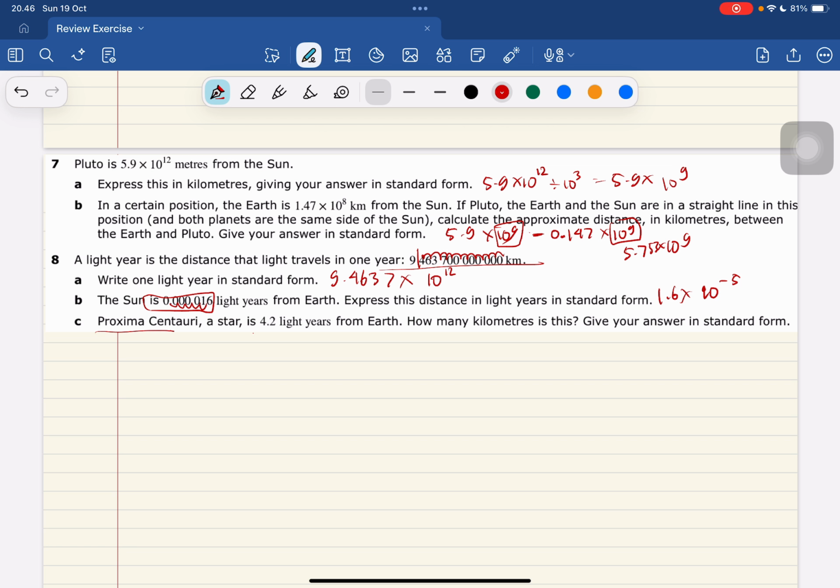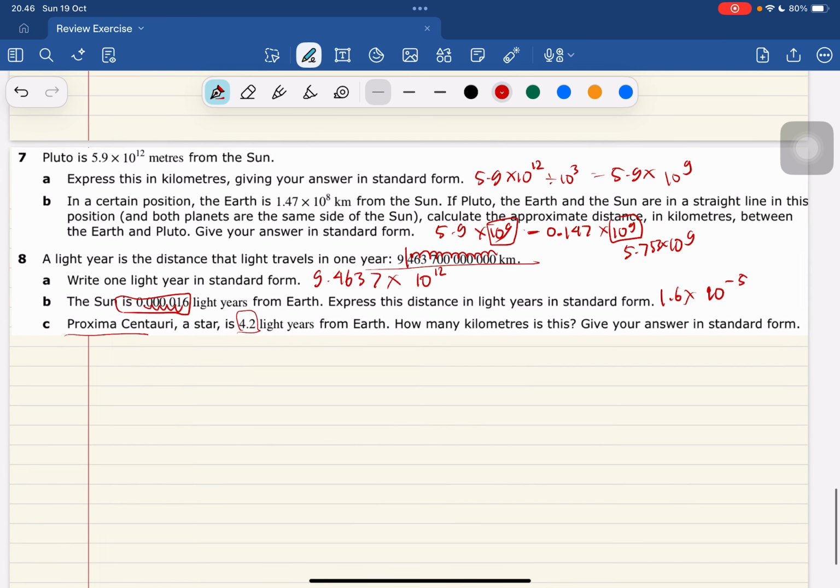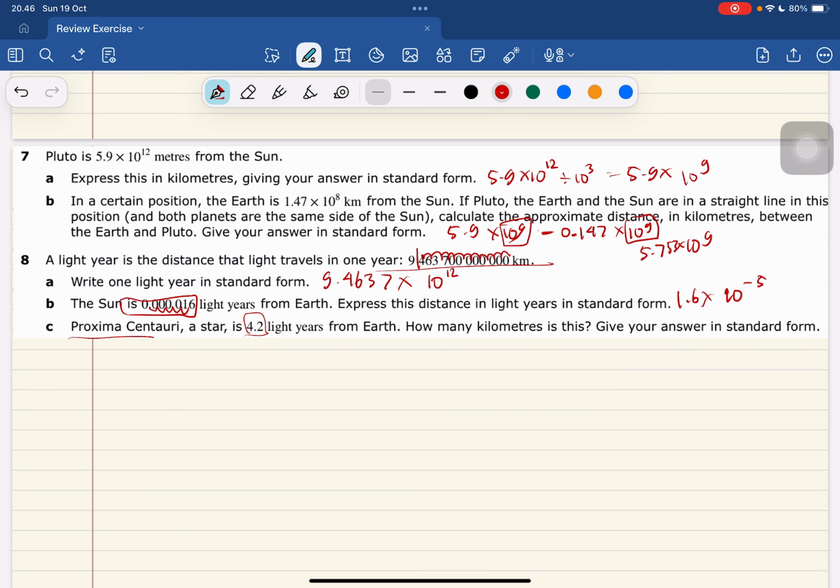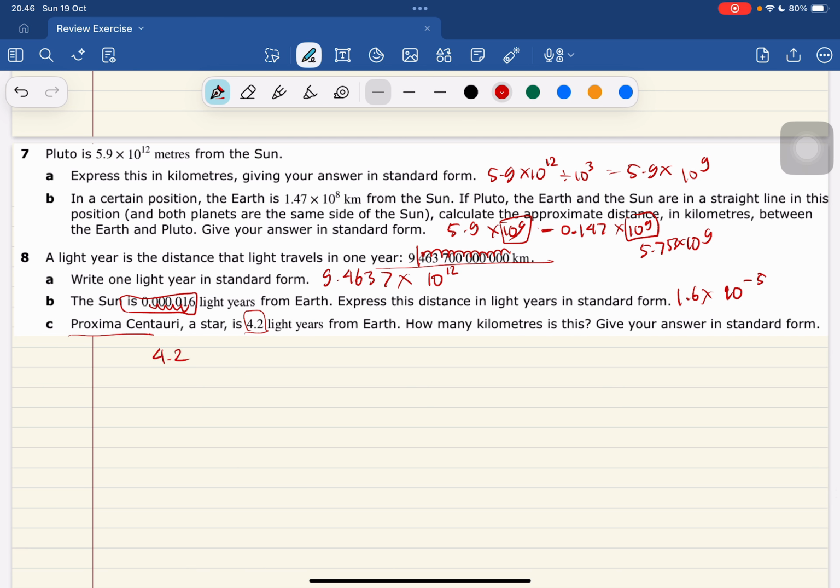Proxima Centauri, a star, is 4.2 light years from Earth. How many kilometers is this? So Proxima Centauri is 4.2 light years. Okay, 4.2. If 1 light year is 9.4637 times 10 to the power of 12, we can make it 4.2 times 9.4637 times 10 to the power of 12.